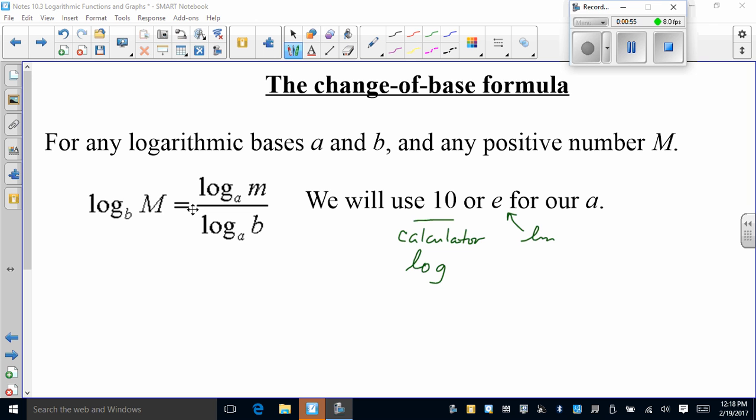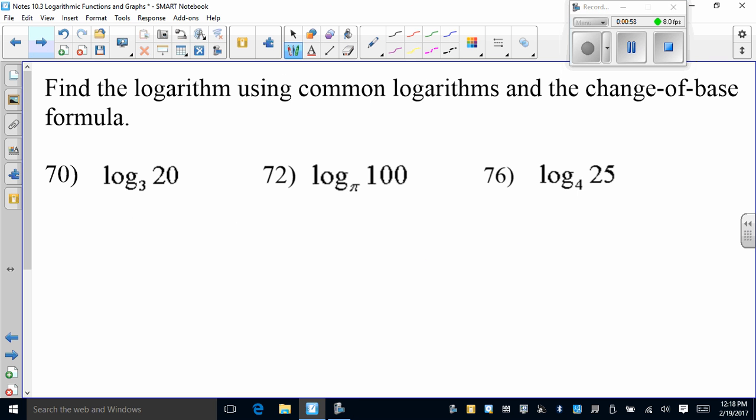So this one here: find the logarithm using common logarithms and the change of base formula. On this one, the old base goes on the bottom. So this would be log base 10, we don't have to write it, of 20 over log of 3. Okay, the next one, again, the smaller base goes in the denominator: log of 100 over log of pi. And then this one, log of 25 over log of 4.